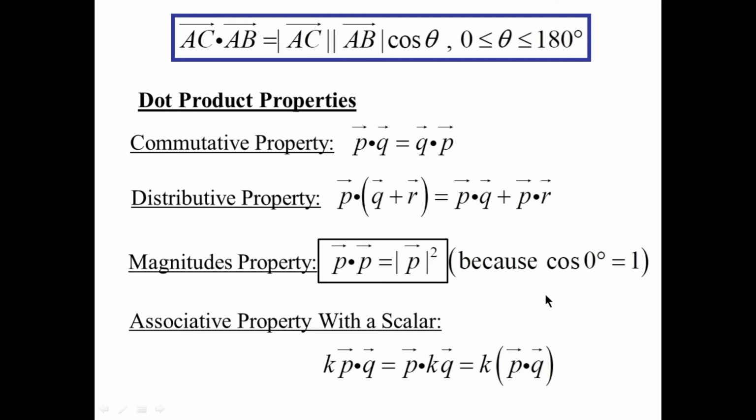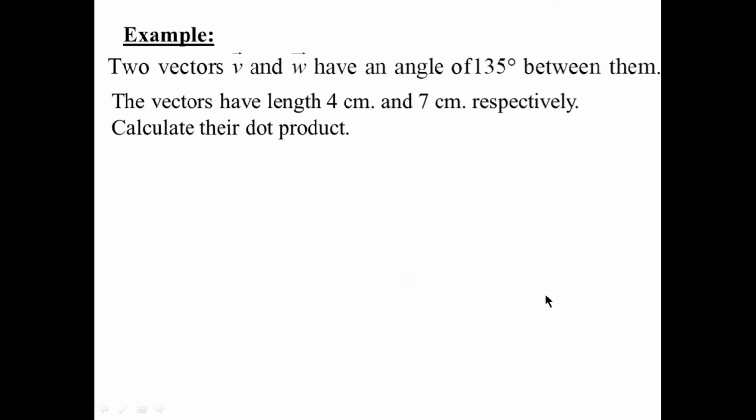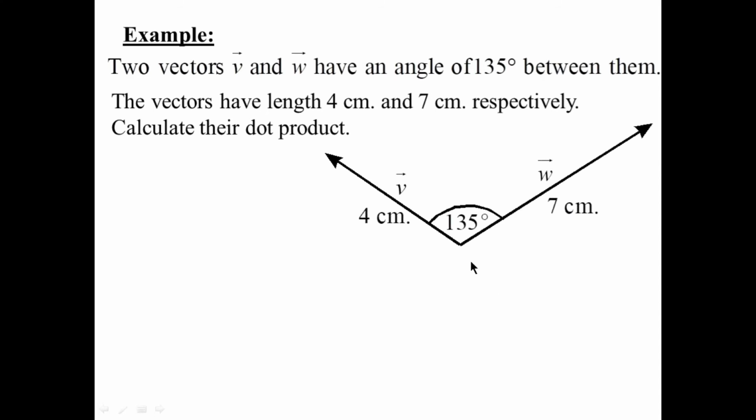Okay, let's do an example. A couple of vectors, v and w, have an angle between them of 135 degrees, and the vectors have lengths 4 and 7, respectively. Calculate their dot product. Well, we arrange them tail to tail. It's not the same as head to tail. Arranged properly, they look like this because of these words right here, between them. So this is the angle between them when they're tail to tail. And V's got a length of 4 and W's got a length of 7.